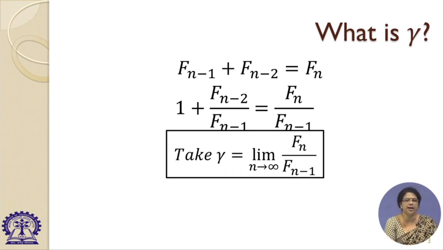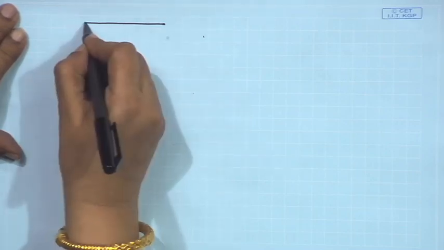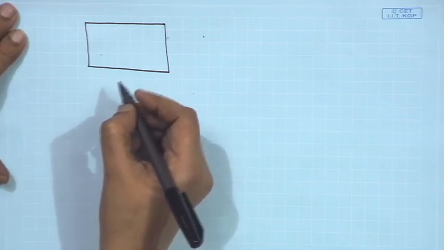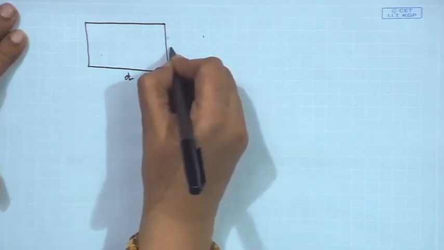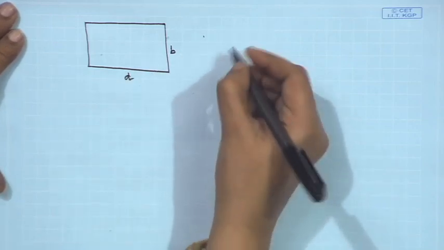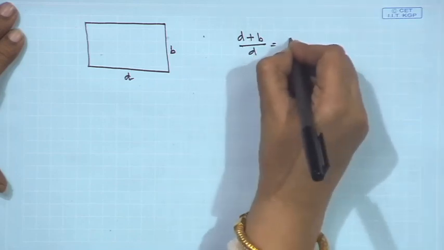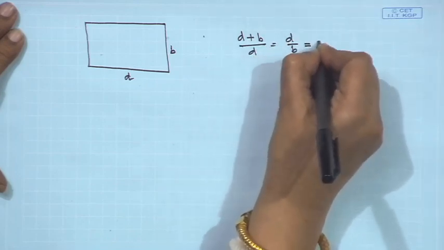Because this golden ratio has come, the architects are also using it. That is the beauty of it. The Greek architects said that if we design a room of rectangular form, and there are two sides of the room, one is D and another one is B, then (D plus B) divided by D is equal to D by B is equal to gamma.